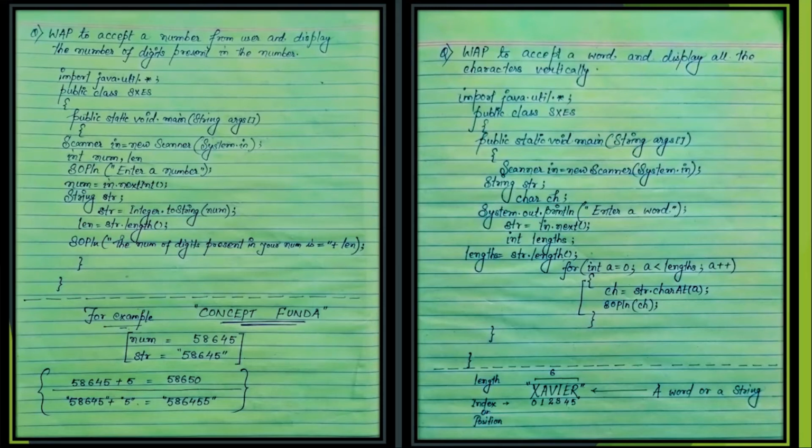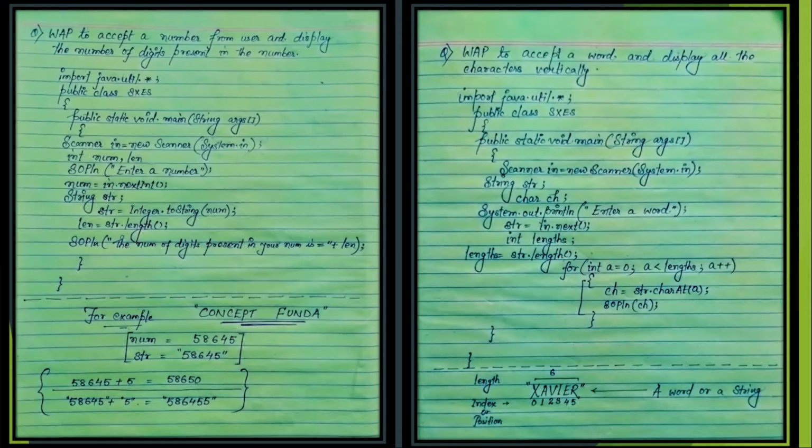That means this is the string. It will calculate as 1, 2, 3, 4 and 5. How many individual characters are present? 5 characters are present. That means len will become 5. Then in SOP-ln, the number of digits present in your num is 5. Okay, this part is clear.